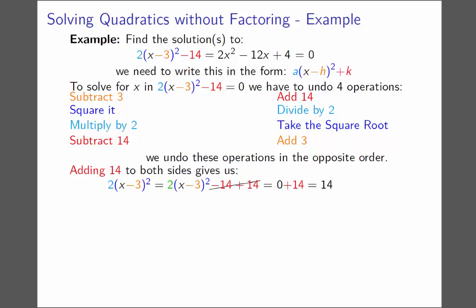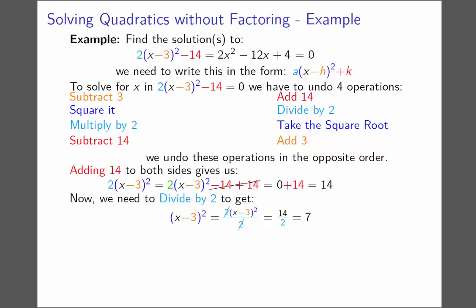So now we have the equation 2 times (x minus 3) squared equals 14, which is easier than the equation we began with. The next thing we need to do is divide by 2 on both sides. This gives us 2 times (x minus 3) squared divided by 2 equals 14 divided by 2, which is 7. On the left, 2 divided by 2 is 1, so we just have (x minus 3) squared.